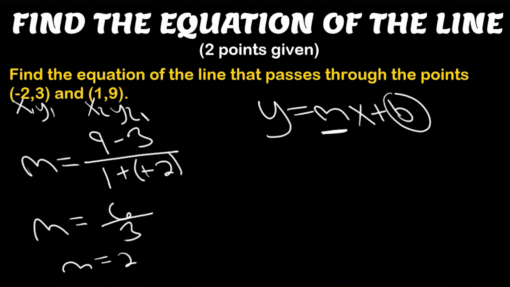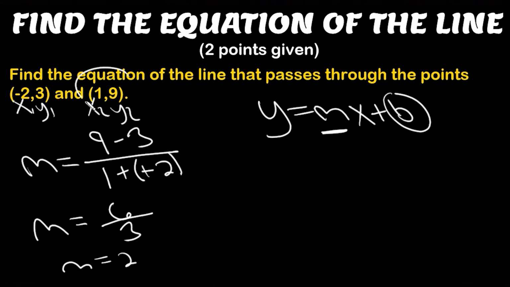Now, pick any one of these 2 points when you plug it into slope-intercept form. I could pick this point right here, or this one, it doesn't matter. I'll just go ahead and pick (1, 9). That way I don't have to work with that negative number, that -2, right? So it doesn't matter though. Okay, so pick either one of the 2 points, it won't matter.